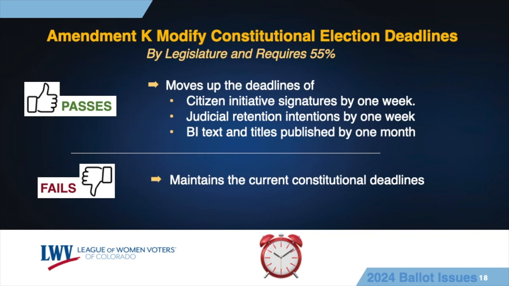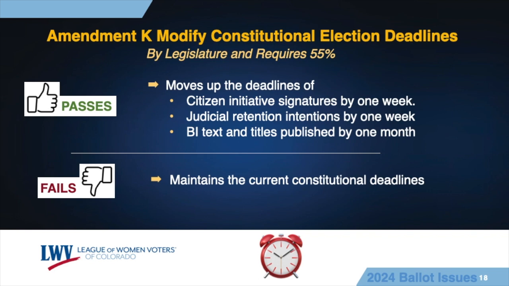Amendment K, modifying constitutional election deadlines. It was placed on the ballot by the legislature, and it passes with 55% of the vote. What if it passes? It makes deadlines 1 week earlier for citizens to submit signatures for initiatives and referendum petitions from 3 months before the election.